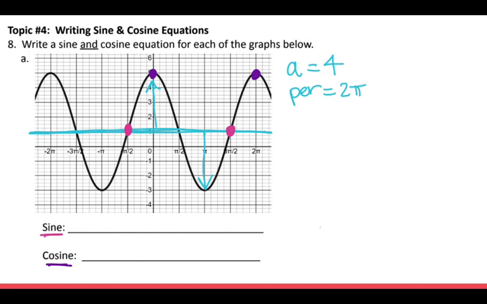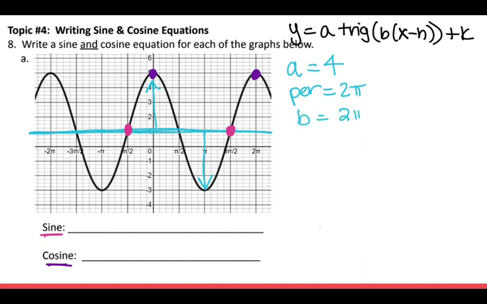So let me write the standard form equation: y equals a, and then your trig function, could be sine or cosine, b, x minus h, which is your horizontal shift, and then plus k. So I have my a, I found my a was 4. B comes from finding the period. So we've already established that your period is 2 pi over b. If I want to find b, it's going to be 2 pi divided by the period, which in this case is 2 pi divided by 2 pi, which is just 1. So b in this case is 1.